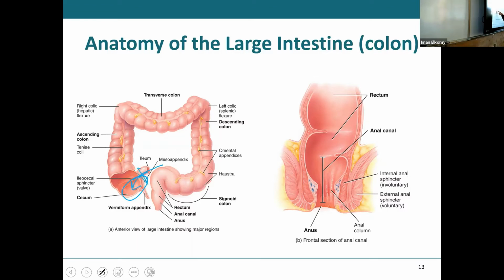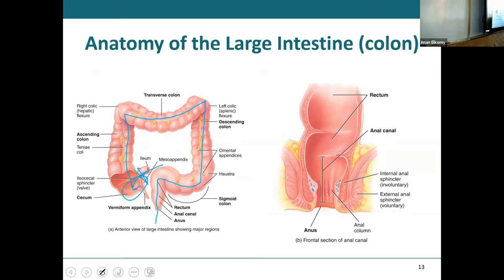There is a valve here, the ileocecal valve, and that valve will remain closed until it's time to empty into the cecum. Once the leftovers of all that digestion enter the cecum, they travel up through the ascending colon, over through the transverse colon, back down through the descending colon, and then eventually make it down through the rectum and out of the body through the anus.